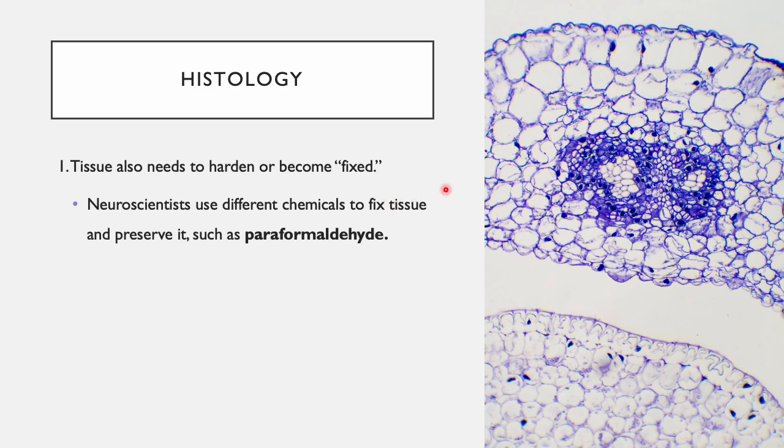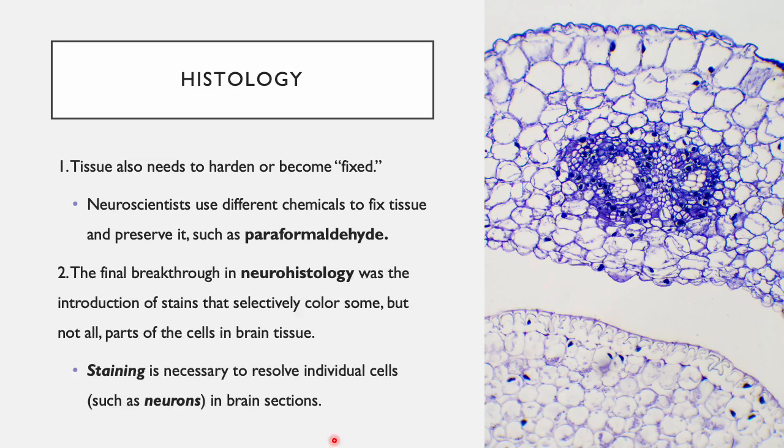Before you can conduct histology, tissue needs to be fixed. This essentially means that tissue is hardened with chemicals like paraformaldehyde in order to do proper staining. Staining is essential because it helps us look at individual cells in our very thin sections of tissue. There are certain stains that can even stain for specific types of brain cells, like individual neurons.